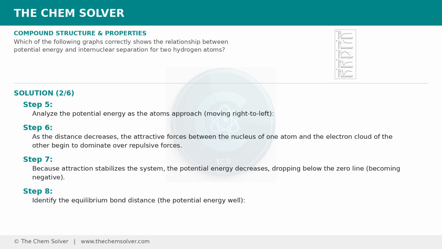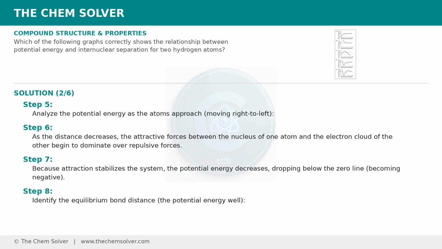Analyze the potential energy as the atoms approach. Moving right to left as the distance decreases, the attractive forces between the nucleus of one atom and the electron cloud of the other begin to dominate over repulsive forces. Because attraction stabilizes the system, the potential energy decreases, dropping below the zero line, becoming negative.